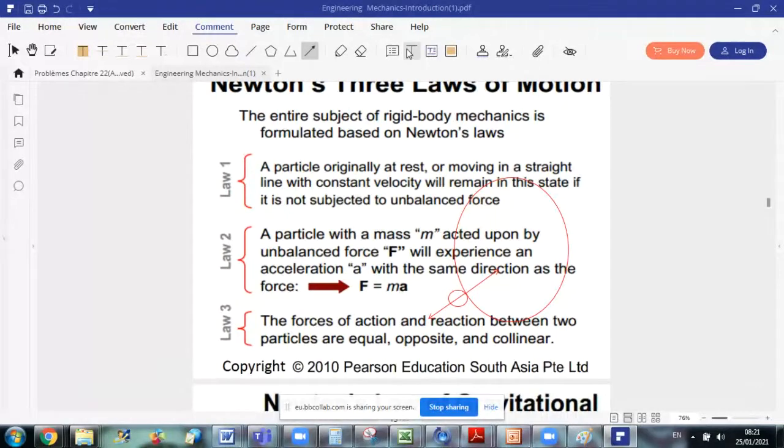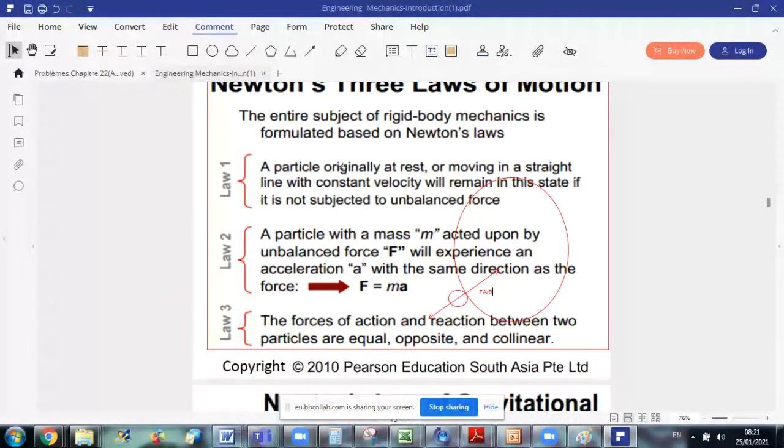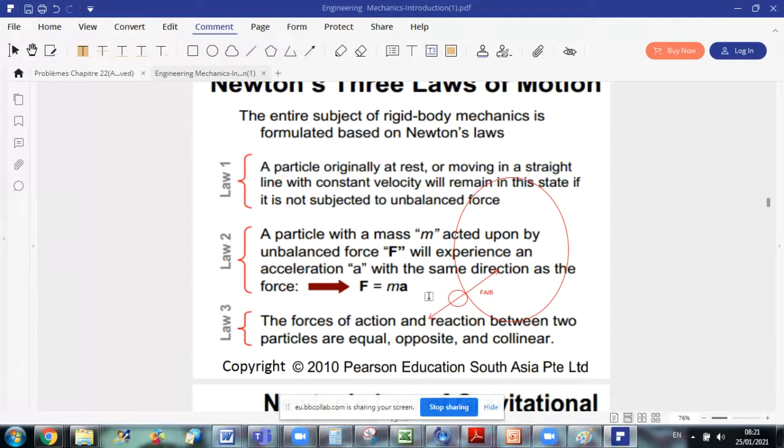Okay? So if I call, for example, this force F of A on B, then by action-reaction, the force of B on A will be equal and opposite. So this is F of B on A. Okay?